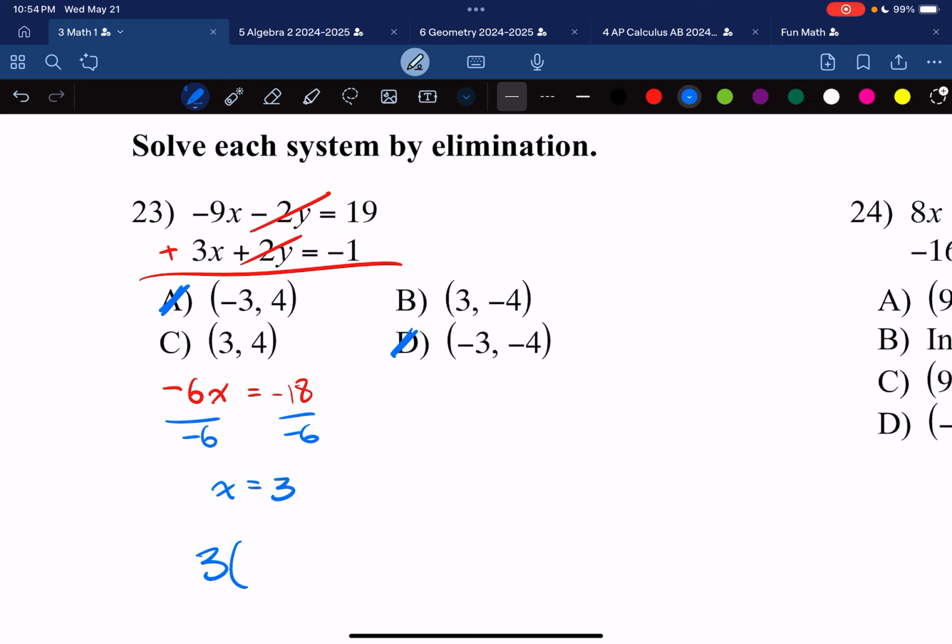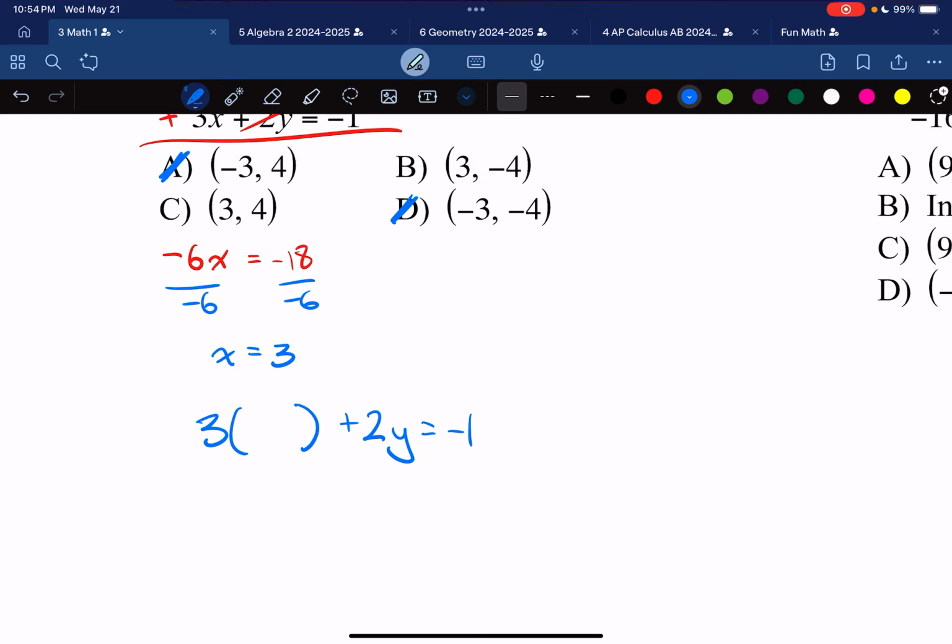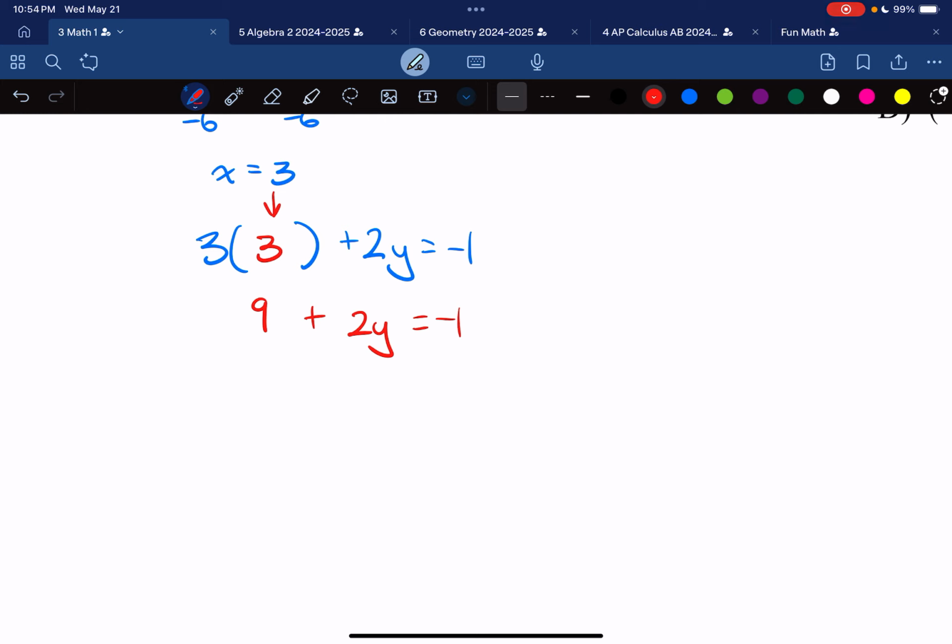So I'm going to say 3x plus 2y is equal to negative 1. My x is 3. I just got that from the last step. So I can say 3 times 3, which is just 9. So 9 plus 2y is equal to negative 1. And then from there, let's subtract 9. Subtract 9, subtract 9. So I get 2y is now equal to a negative 10. And then let's divide by 2, divide by 2. So y is equal to a negative 5.